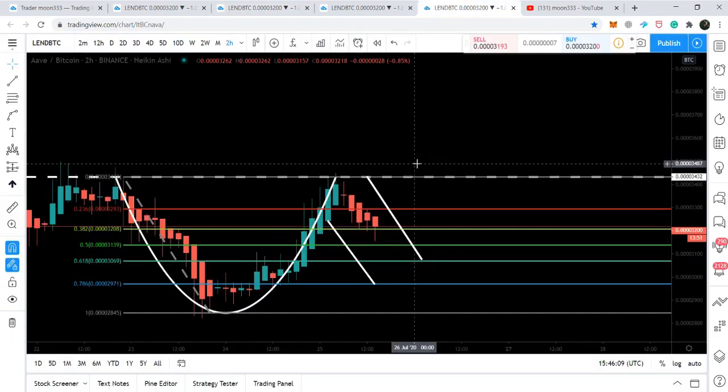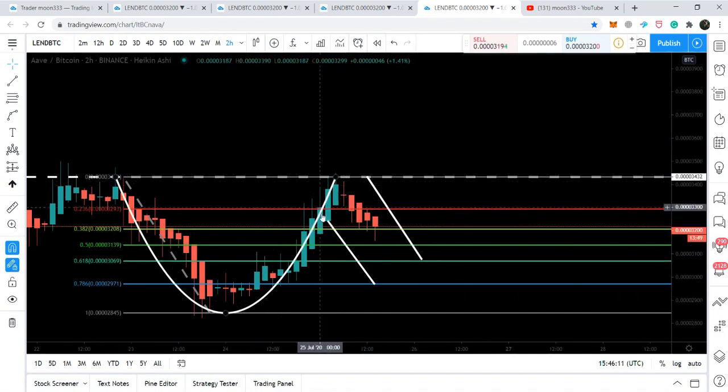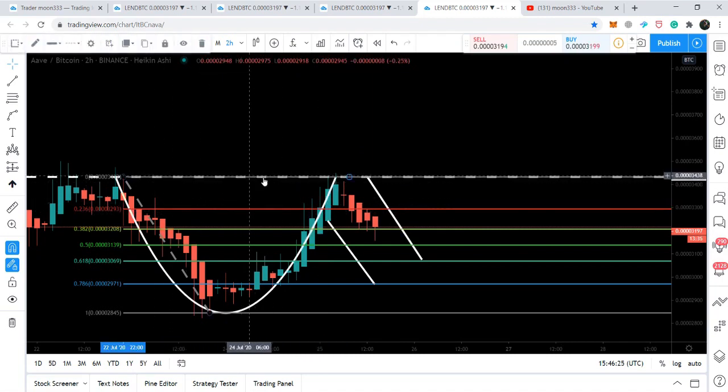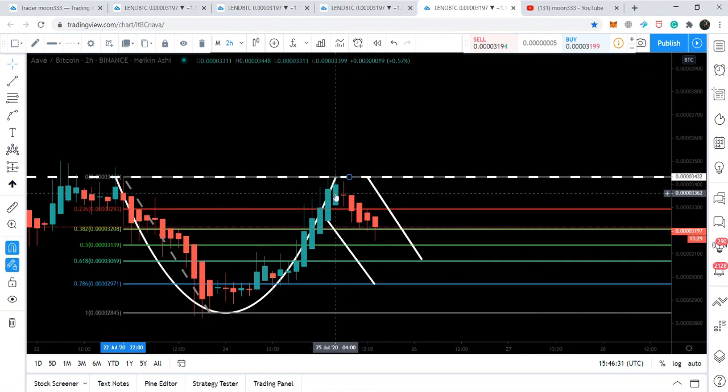And at the end of this video, I would like to share with you this chart that the price action of AAVE token has formed a cup and handle formation on a very short term 2-hour time period chart. This is the resistance of this cup that is almost at 3,432 satoshis, and after the formation of this cup, it has found the resistance here, and now it has retraced up to the 0.382 Fibonacci retracement level.